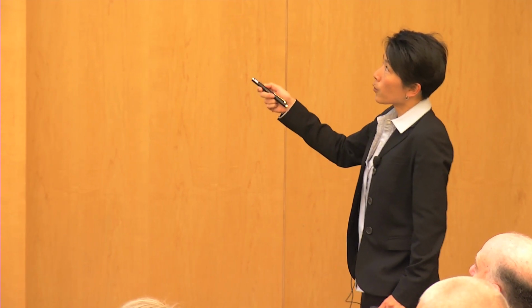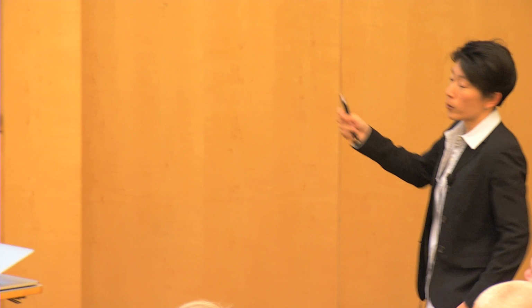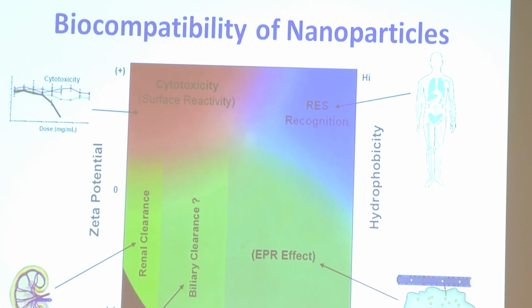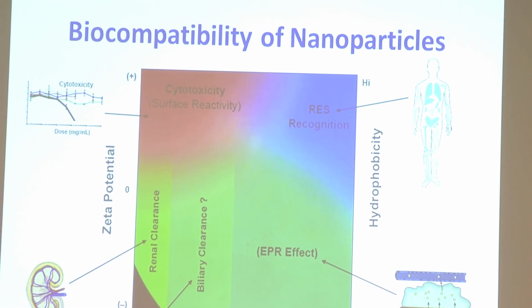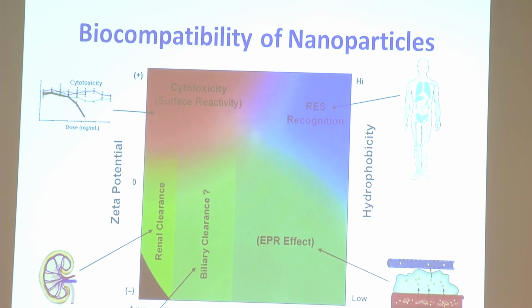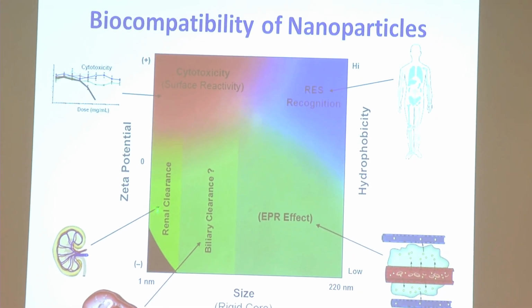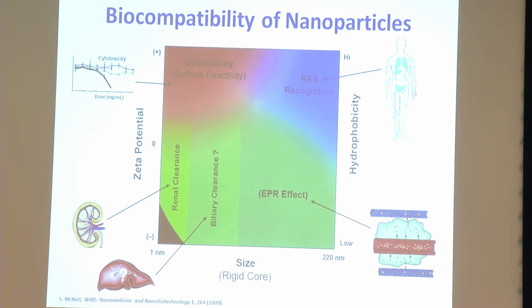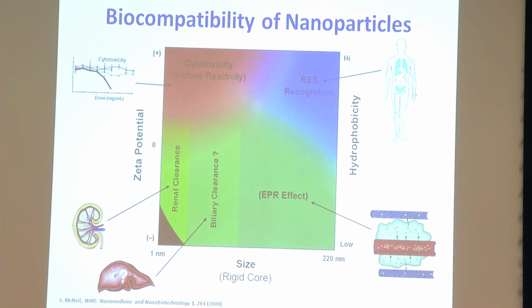And so these are three things that are important in the design of nanoparticles, because you can't just make random things and have it work. So the zeta potential, or the charge on the particle, is really important. If the charge is positive, you can induce cytotoxicity, which is bad. If it's too negative, that could also be bad. In terms of size, you don't want it too small, otherwise it gets cleared by the kidneys.